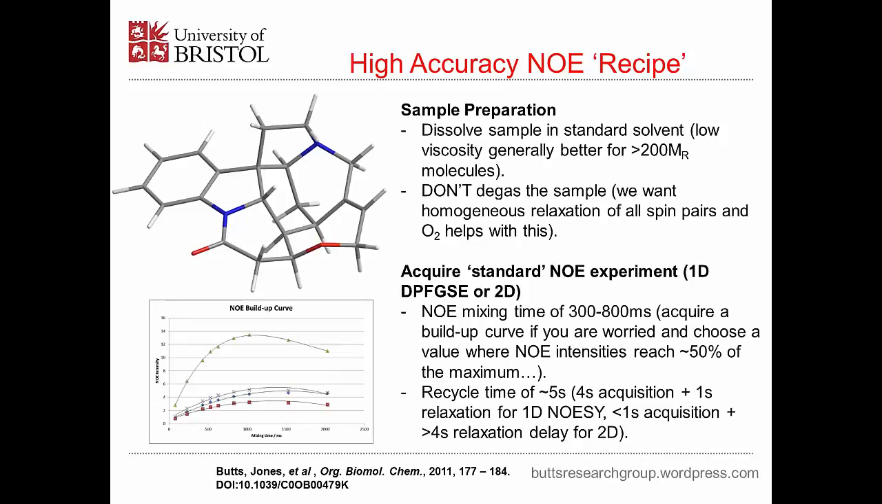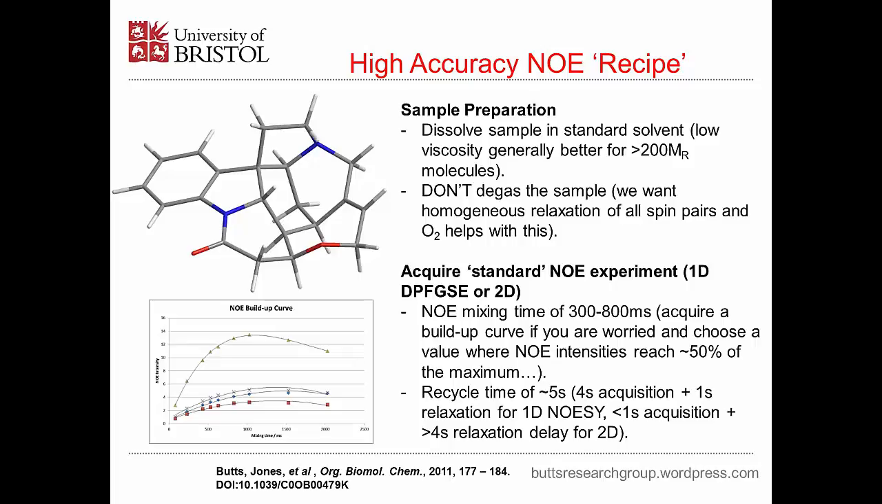So here's the first bit of the practical side of things. In terms of sample preparation, I get asked a lot, what do you do? How do you degas your sample? What's your relaxation delay? How do you make sure you're in the initial build-up, initial rate region of the NOE build-up curve? And the bottom line here is we don't actually do a lot that's very special. We dissolve our sample in a standard sort of solvent. A general rule of thumb is you want the solvent to be relatively low viscosity if you can, so that your molecules are tumbling relatively freely in solution. For biggish molecules, where I'm talking greater than 200 molecular mass, a low viscosity solvent is useful.